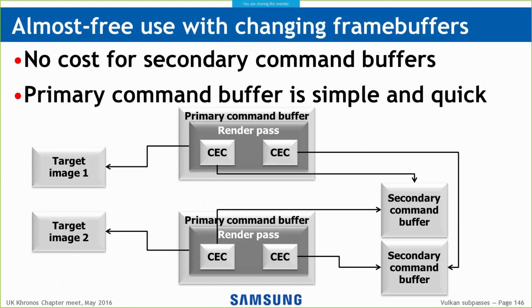The secondary command buffers just exist. Primary command buffer invocation of them should be fairly lightweight. So the total amount of work you're doing is reduced, and hopefully we can see that in our estimations going on.